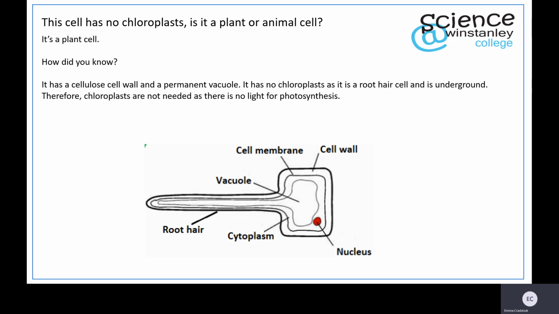However, you will have identified it as a root hair cell, so that cell is adapted to be able to take ions from the soil into the plant and is therefore underground. As it is underground, there is no light for photosynthesis, and so it does not have chloroplasts because it cannot carry out photosynthesis where there is no light. It is adapted for that different role of taking up ions by active transport from the soil.